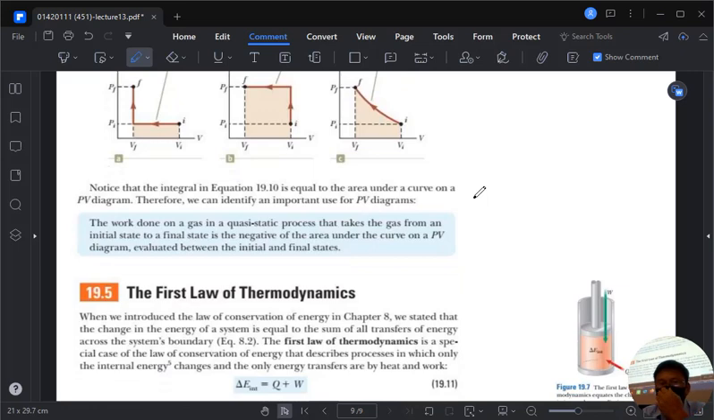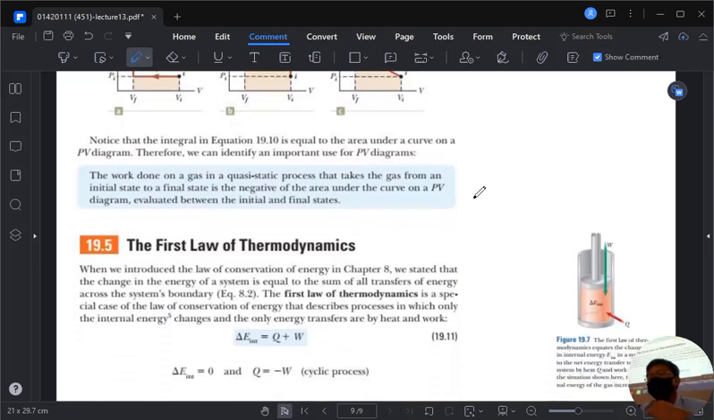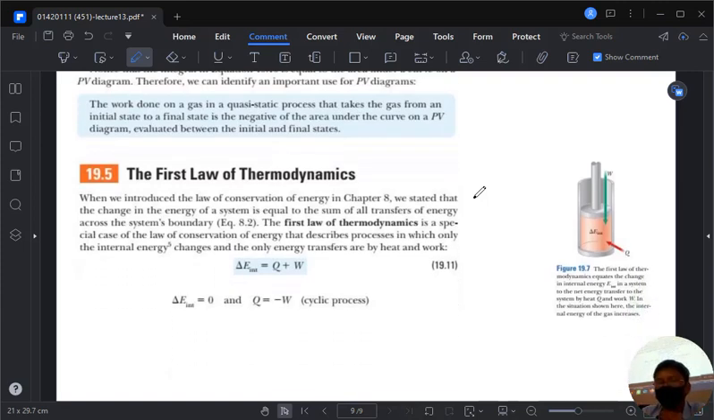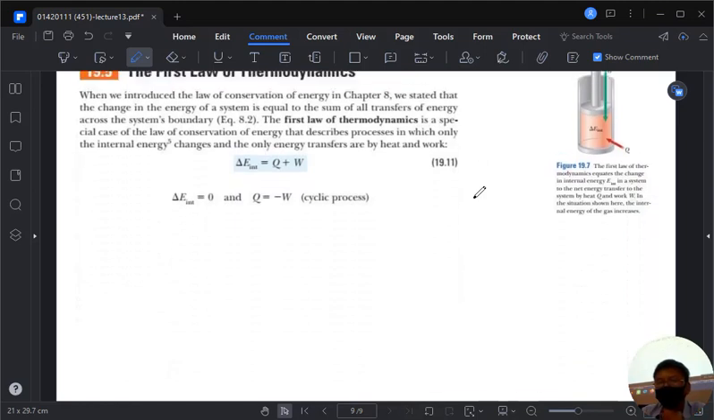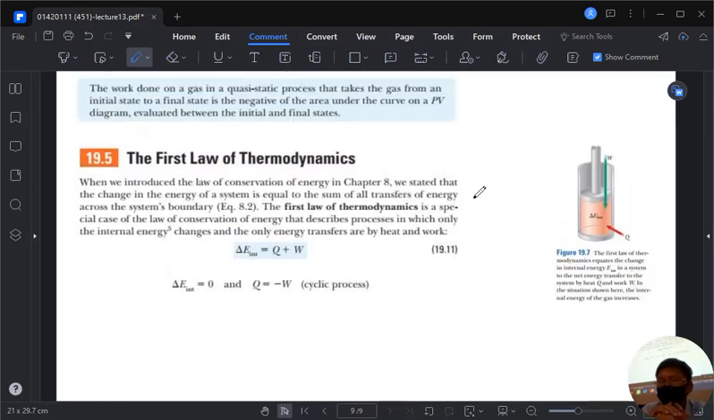The work done is the area under the curve. Quasi-static means that you have to keep it all uniform. You have to stir it, keep it in equilibrium at all times. And we want finally to talk about the first law of thermodynamics, which continues next time.